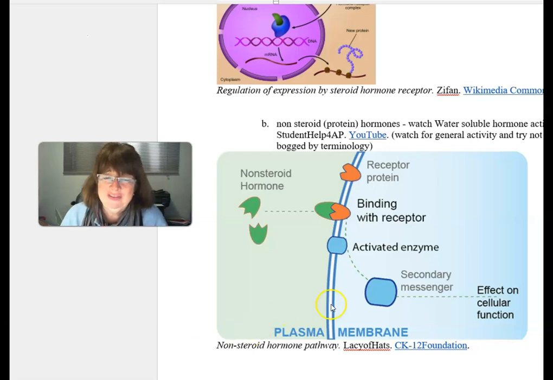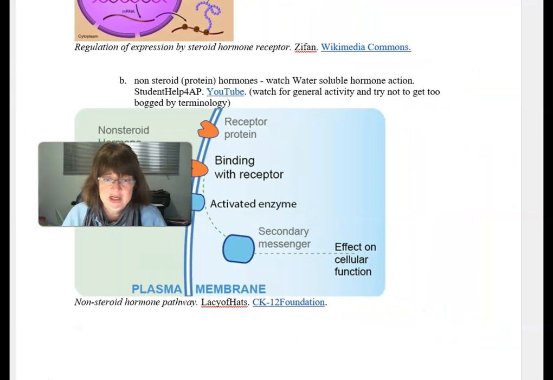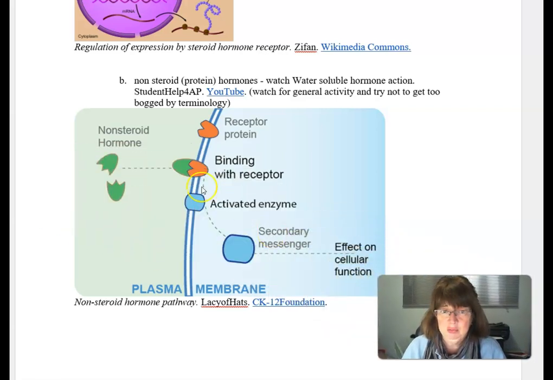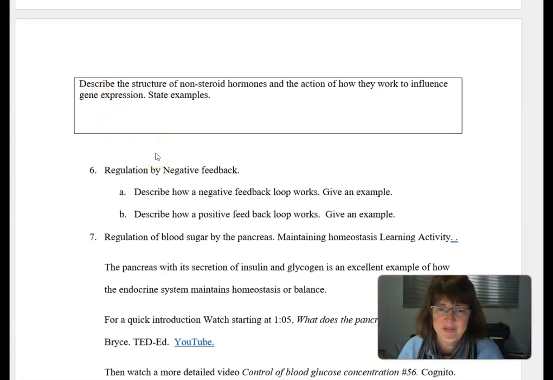Good, so I summarized that video in a diagram here. Here is your non-steroidal hormone. It binds with a receptor, which activates an enzyme or a pathway, causing the second messenger, which then causes the action. Good, I will leave you to fill in this box on how non-steroid hormones work and how they will influence gene expression. And that is the end of this video. I will start negative feedback and the rest of this in a second video.